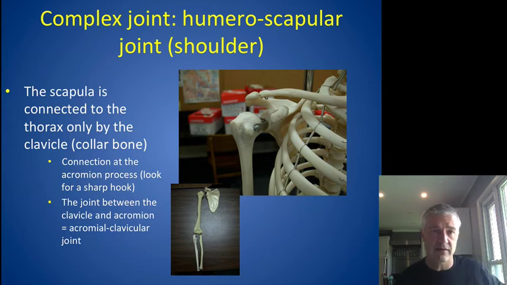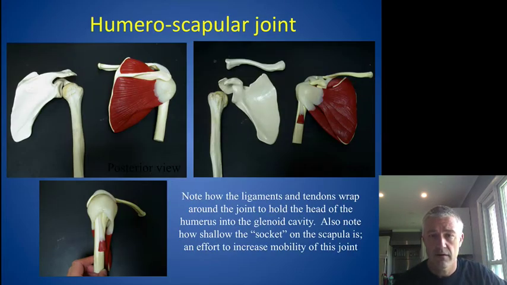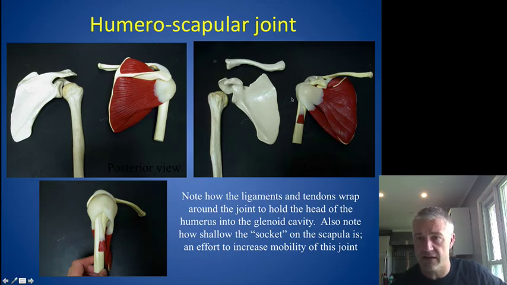And you can see, again, lots of ligaments and other stuff and tendons that are crossing over this joint to kind of hold it in place. Really not much of a socket. It's really a lot more of those reinforcing ligaments and tendons that make up this joint.